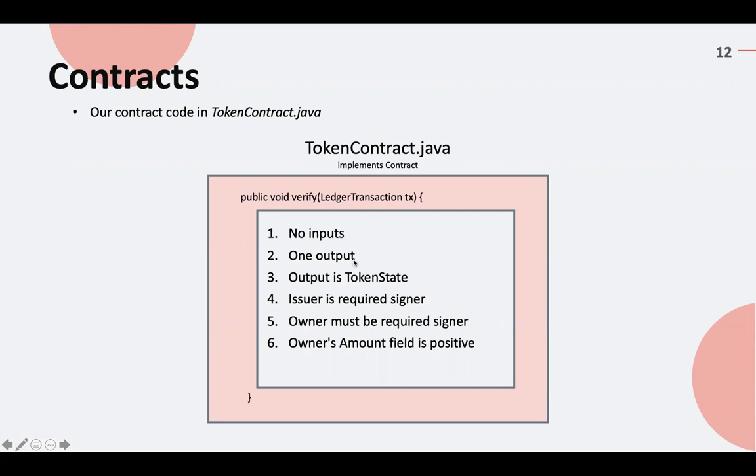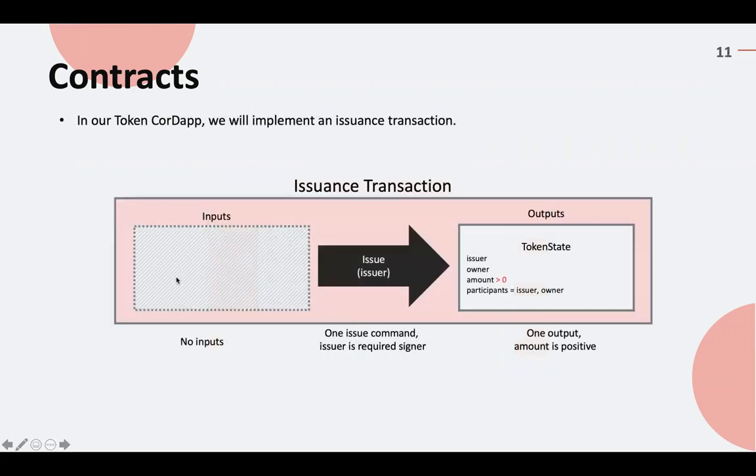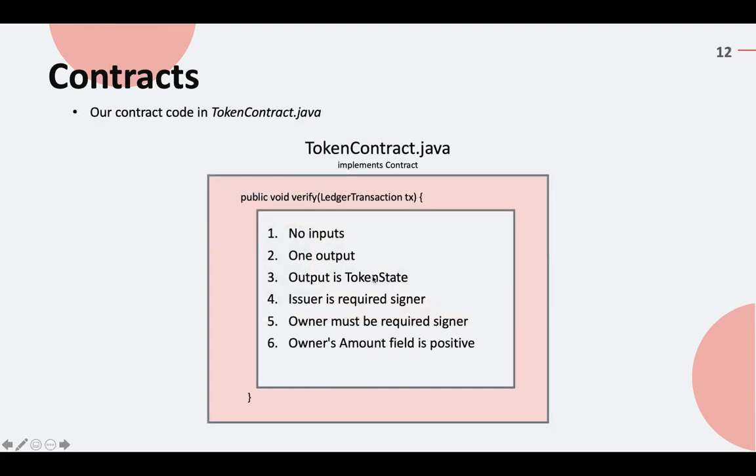There's maybe one output, right? Just right here, no inputs, one output, the token state. The output must be an actual token state, right? I can't launder a car through the token state contract. That's not going to work.